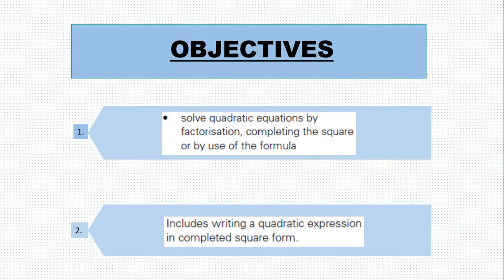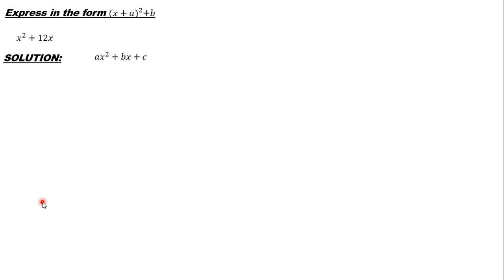So students, let's straight away dig deep into the second part of the objective, that is writing quadratic expression in completed square form. Students, to attain objective number 2, let us consider a simple example. We have to express an expression that is x squared plus 12x in the form (x plus a) whole square plus b. In order to write this expression in the given form, students, first compare this expression with the general form of the quadratic expression, that is going to be x squared plus bx plus c.